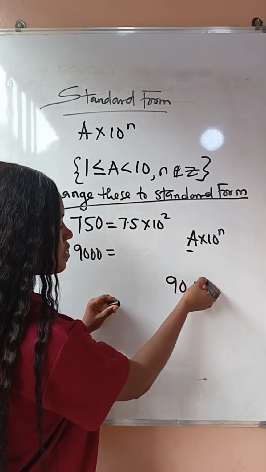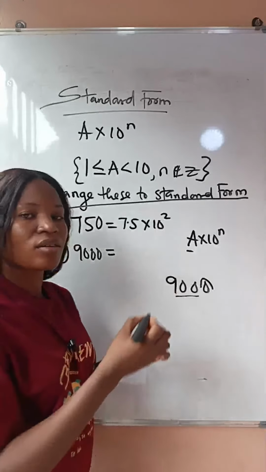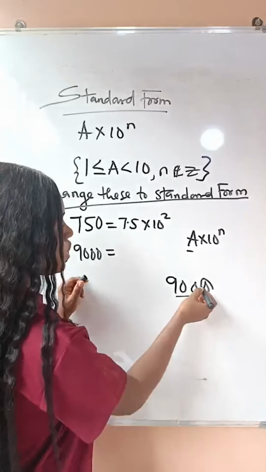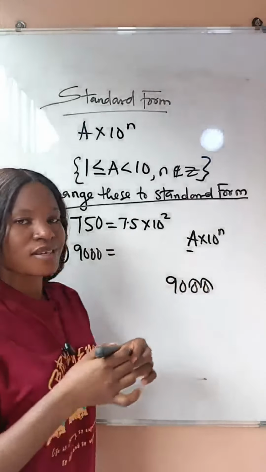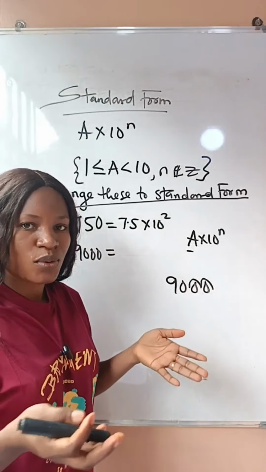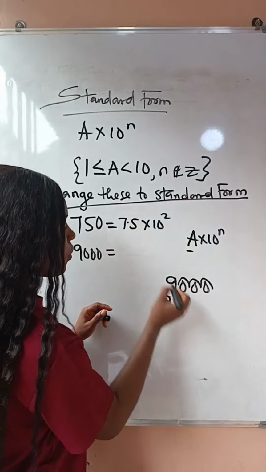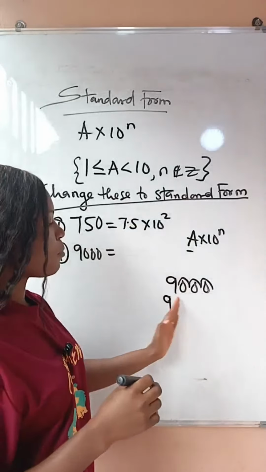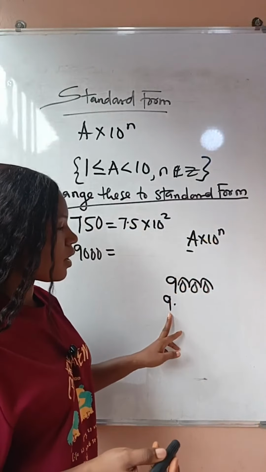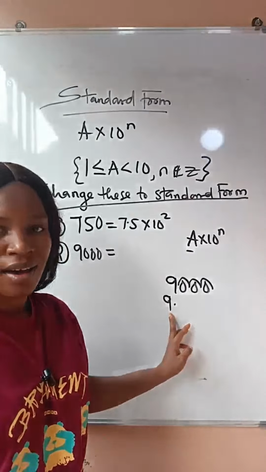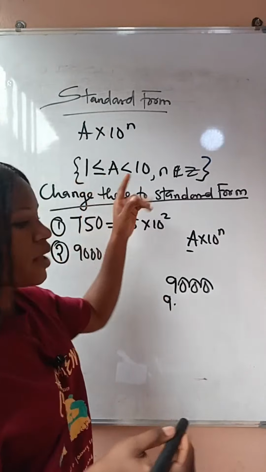So we change this to this point. We have 900. 900 cannot serve as our A. So we need to shift the decimal point again. We have 90.00. This cannot serve as our A as well. Then we shift again. Now we have 9.000, which is the same thing as 9. So you can see that this 9 qualifies as our A. We can call this 9 our A, because it's between 1 and 10.